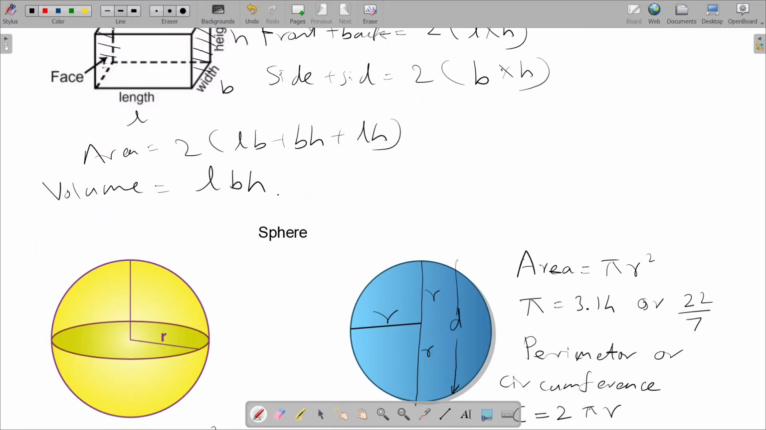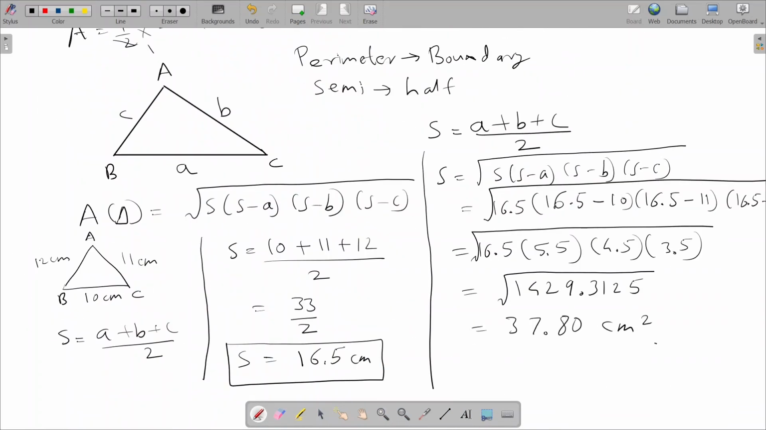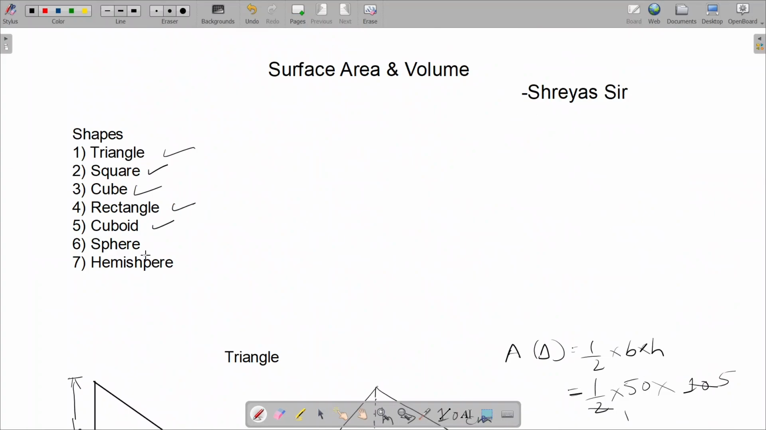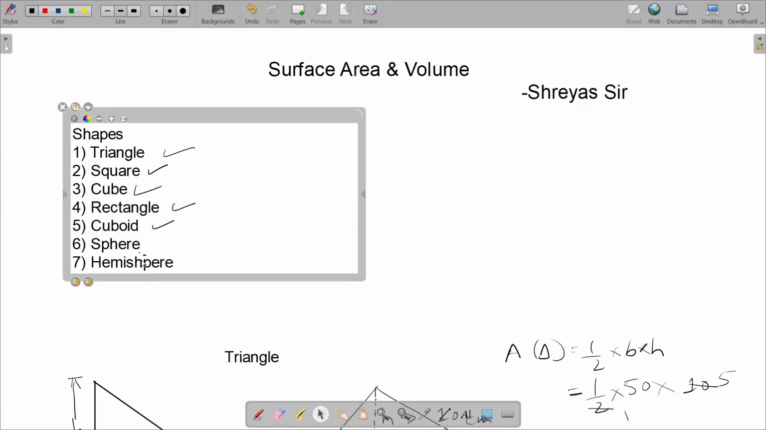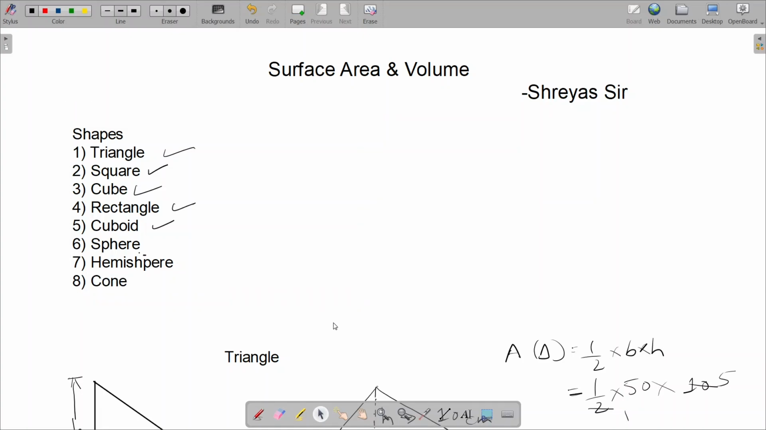And there's one shape which I've forgotten. I think it's cone. I forgot to add cone, so apologies for that. So let me add cone over here. Hemisphere and sphere is done. Let's go for cone.